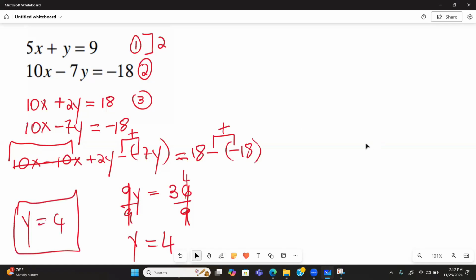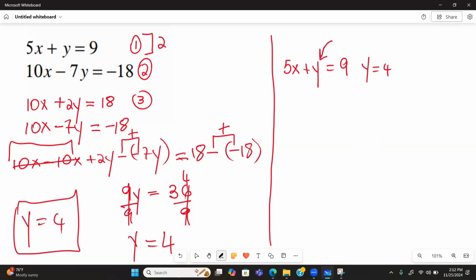Now that I know that y is equal to 4, what I can do is to take that and use it. I'm going to use it in equation 1: 5x plus y is equal to 9. But remember, I know that y is equal to 4, which means I'm going to substitute 4 for y. Let us rewrite this: 5x plus 4 is equal to 9.